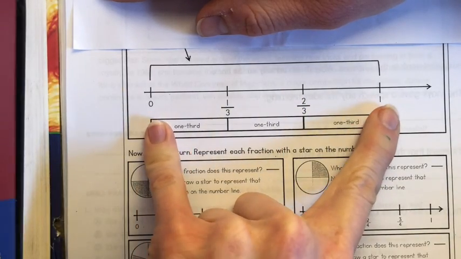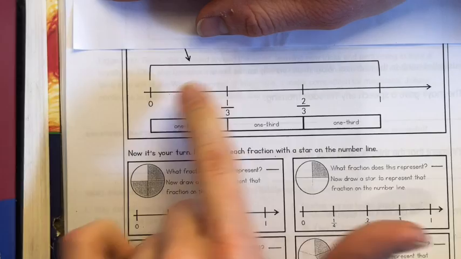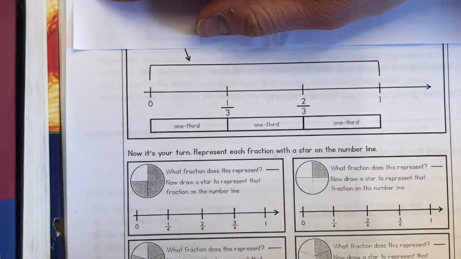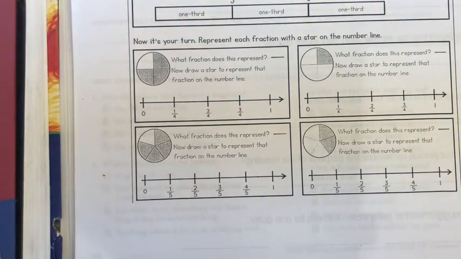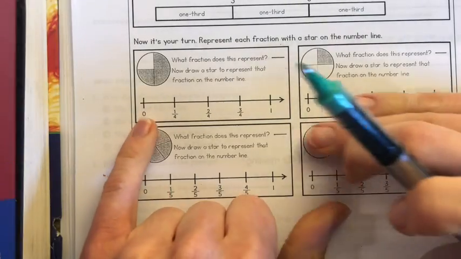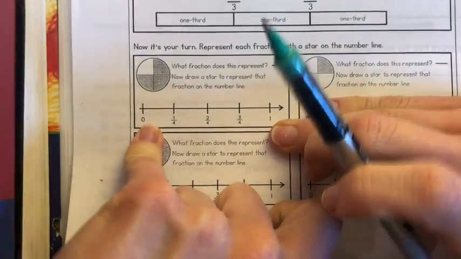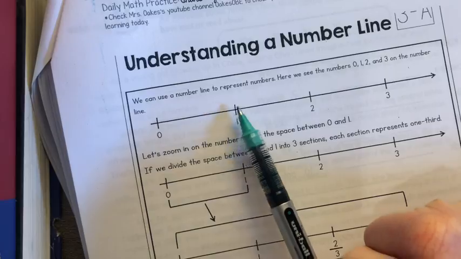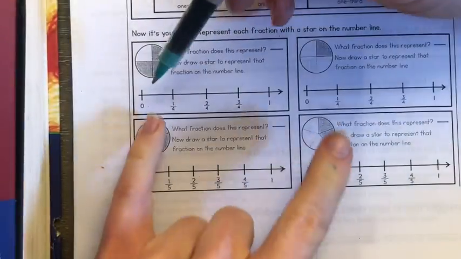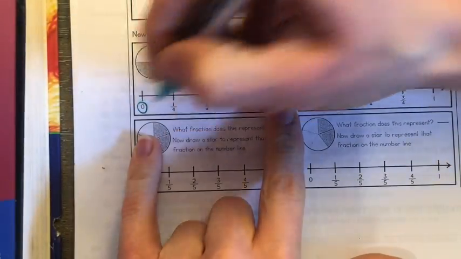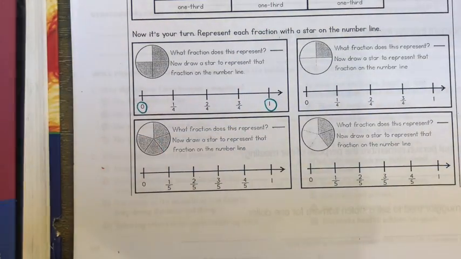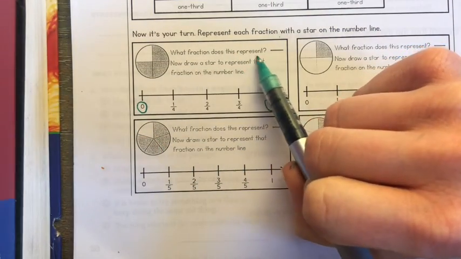So they've taken 1 on a number line and just broken it into 3 spots. That's all they've done. And now we are going to do that together. It says, now it's your turn. Represent each fraction with a star on the number line. So this is 1, from 0 to 1, right? Just like we did there. It's just 0 to 1 on the line, and they've done, here's 0, here's 1. 0, 1, okay? And it says, what fraction does this represent?